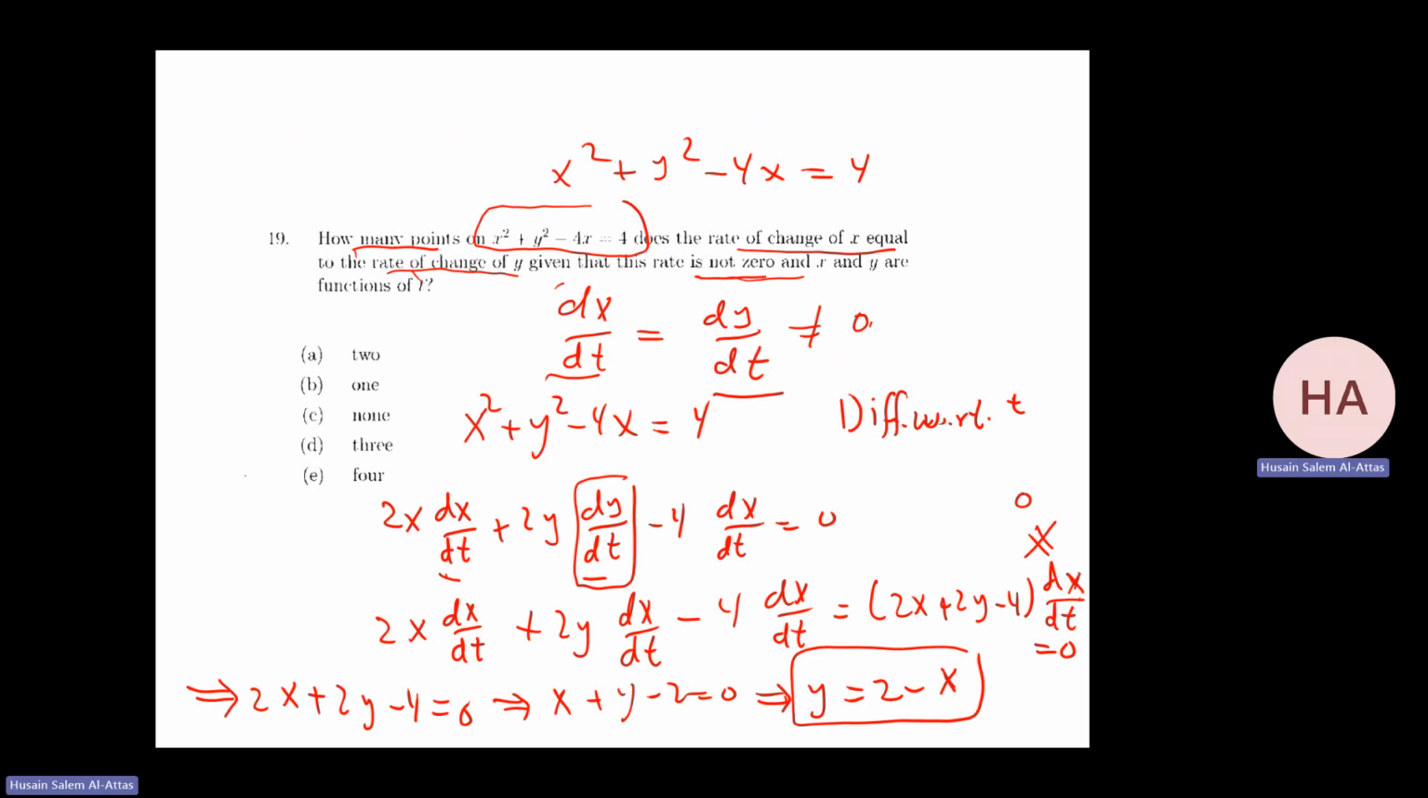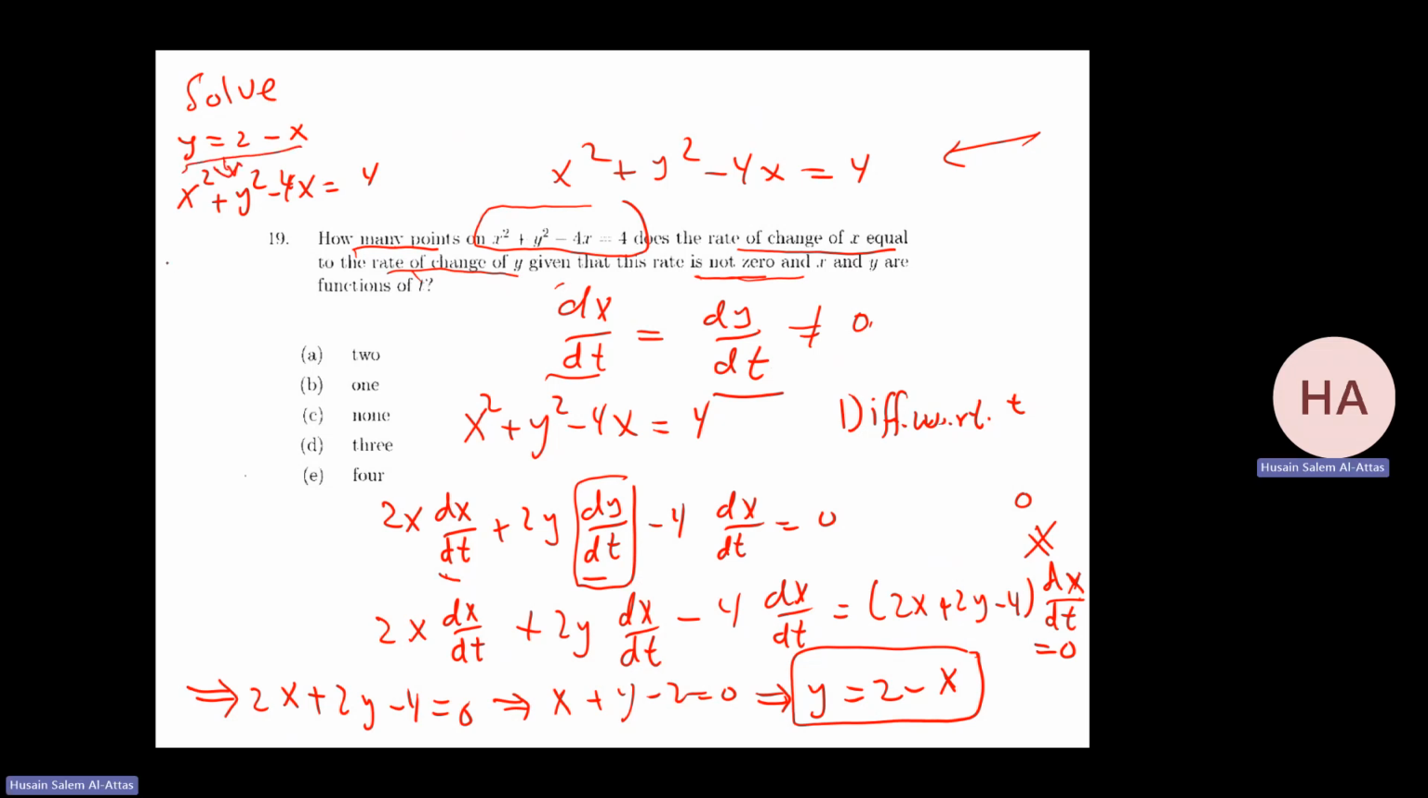And I know that the points satisfy this and satisfy this. So I need to solve these two equations, two unknowns. Solve y equals this, and for sure the points will satisfy this. I just solve for x or y, and then I find the other.